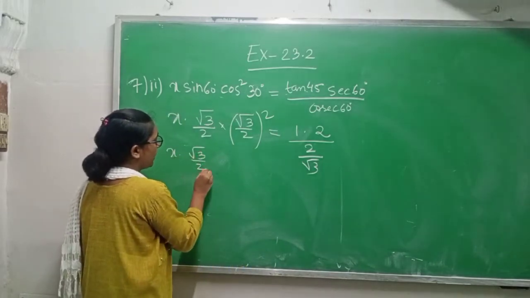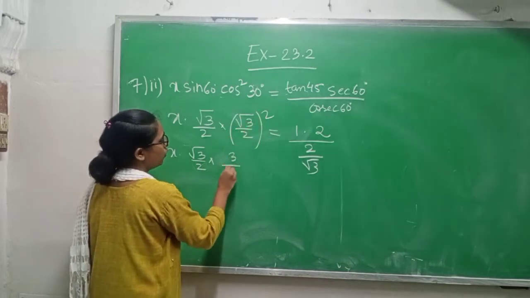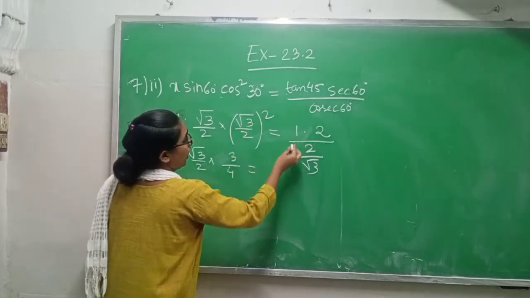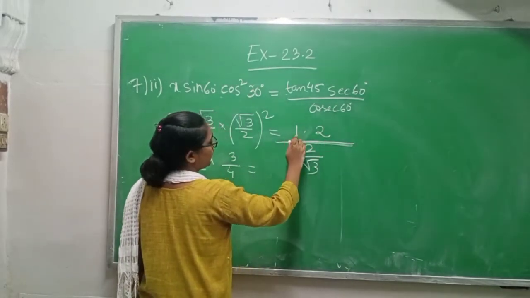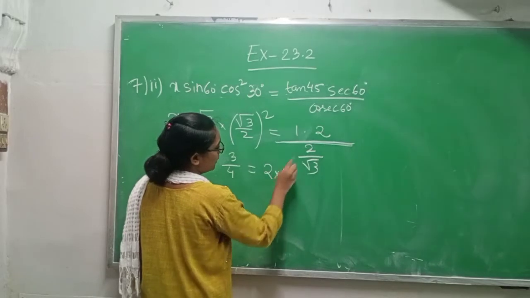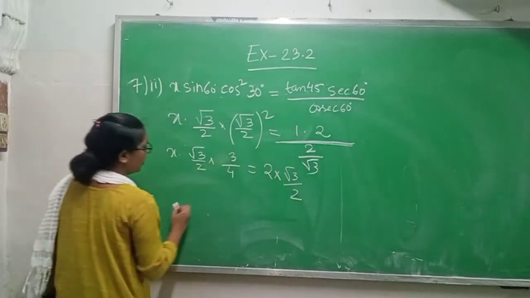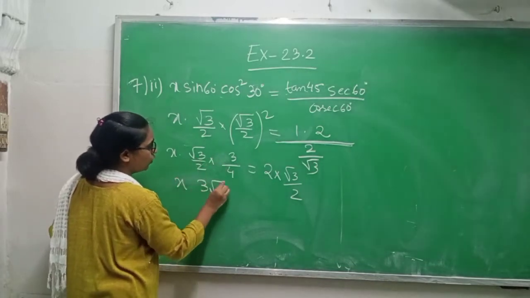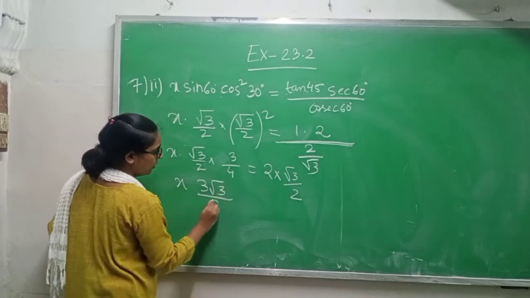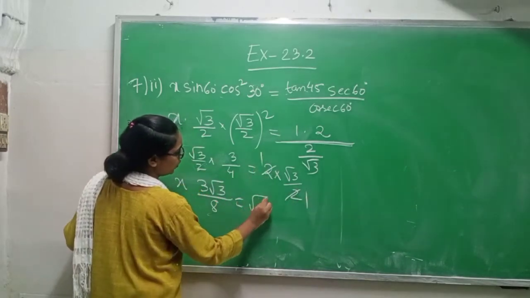When you open the bracket, root 3 square will give you 3, 2 square will give you 4, and 1. Yes, this one will be greater, otherwise you will get confused. 1 2s are 2, and when this one reverses, it will give you root 3 by 2. Now this one will cancel. Here nothing will cancel, so you have to write 3 root 3. 2 4s are 8. Here 2 1s are 2, 2 1s are 2. So you are getting only root 3.